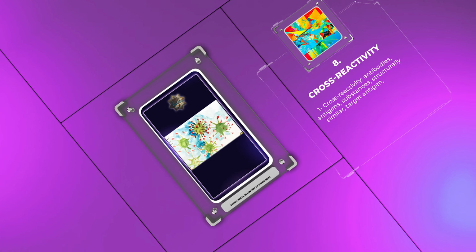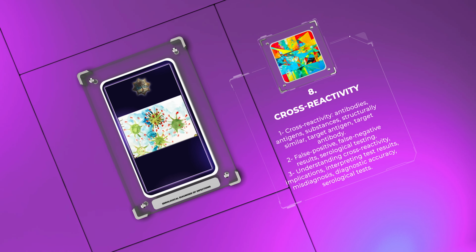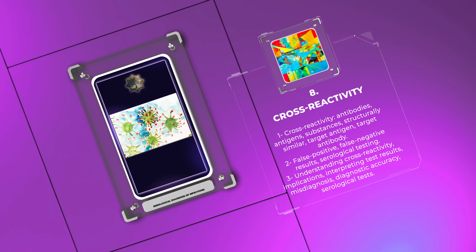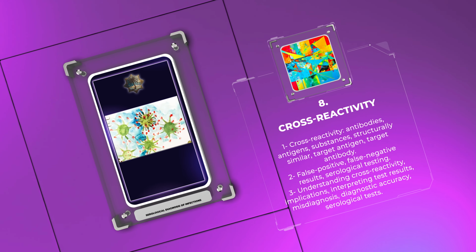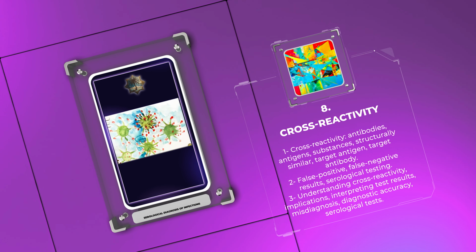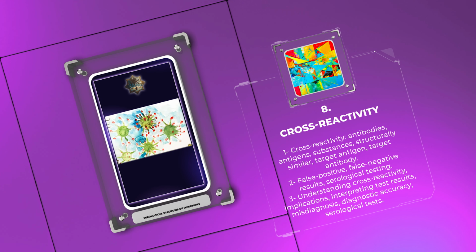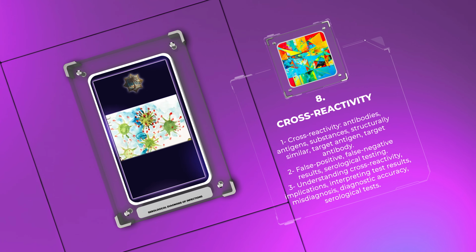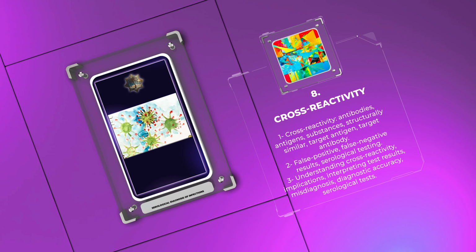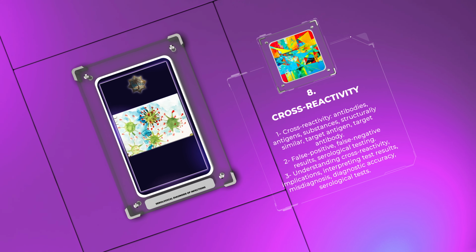Cross-reactivity refers to the ability of antibodies or antigens to react with substances that are structurally similar but not identical to the target antigen or antibody. This phenomenon can lead to false positive or false negative results in serological testing. Understanding cross-reactivity and its implications is vital for accurately interpreting test results, avoiding misdiagnosis, and ensuring the diagnostic accuracy of serological tests.